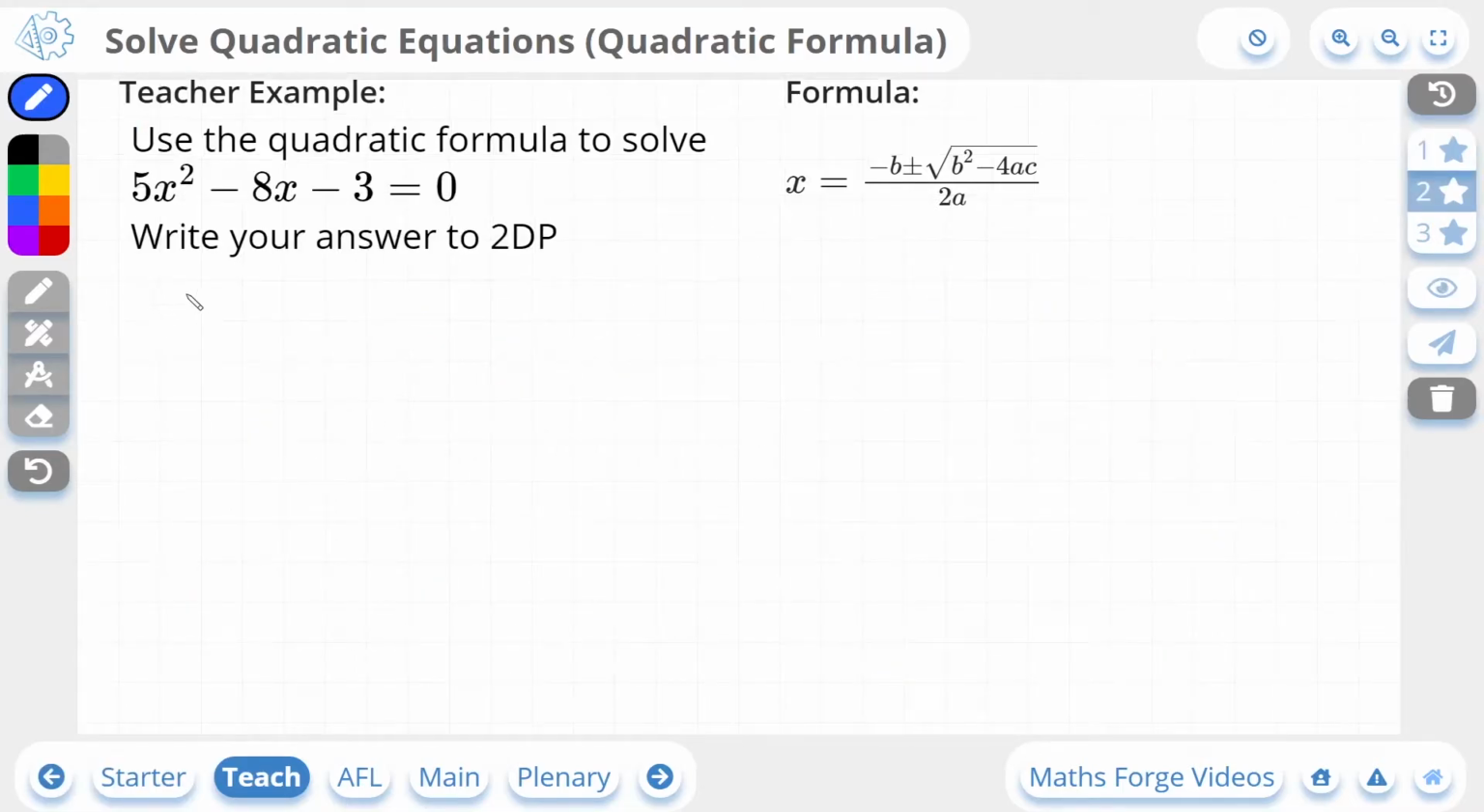The first thing we're going to do is locate our a, b, and c. A is equal to 5, b is equal to negative 8, and c is equal to negative 3. Now we're going to input this into our quadratic formula.